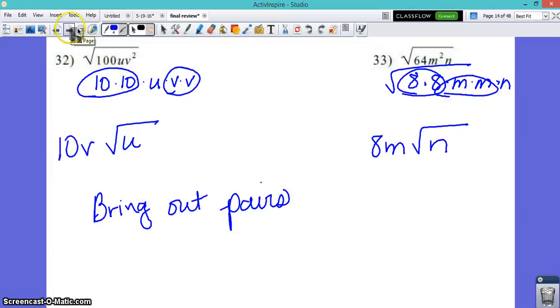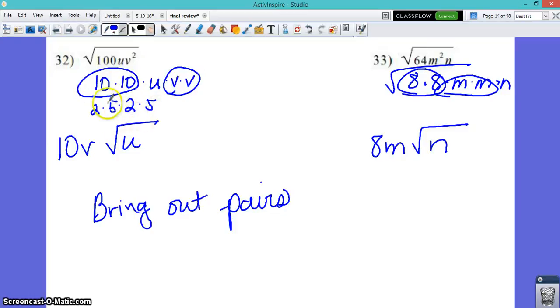32 and 33, this is where we started working with radicals and square roots. Basically, what you need to remember is you are bringing out pairs. What pairs do you see? Well, this is the same thing as 10 times u times v times v. Or you could say 2 times 5 times 2 times 5, which is the same thing.